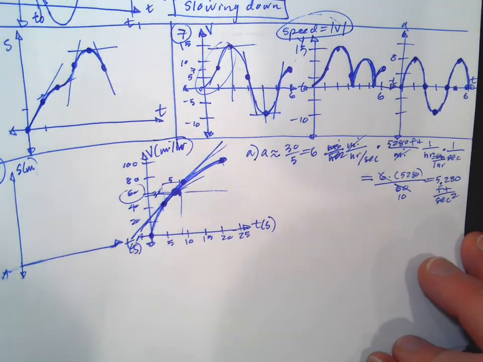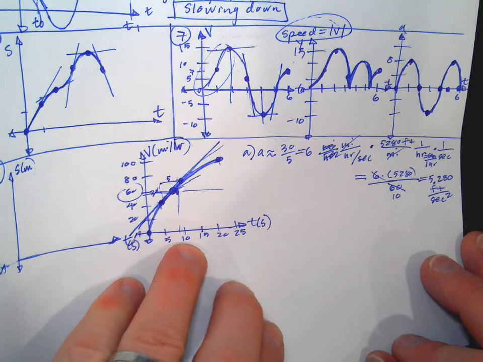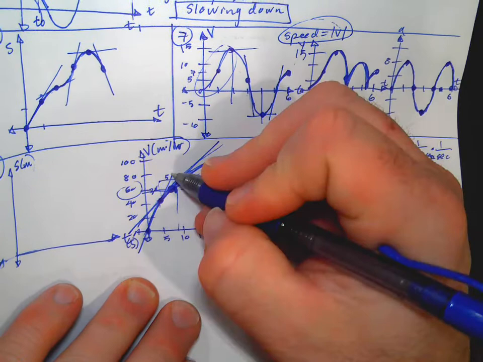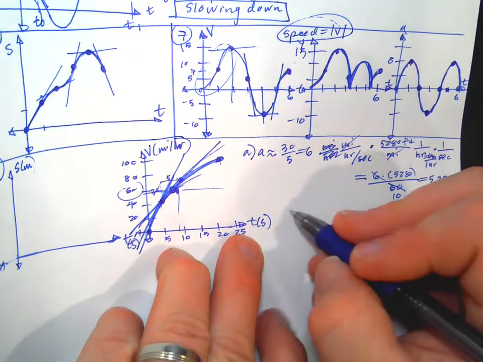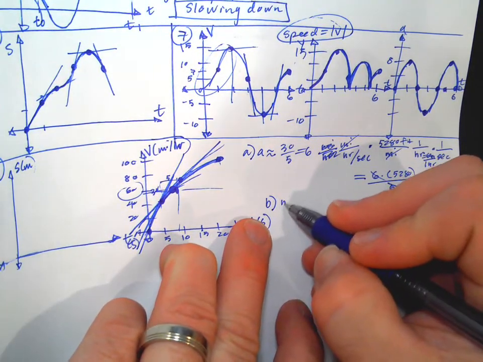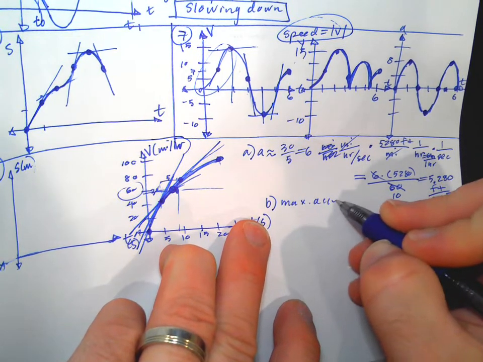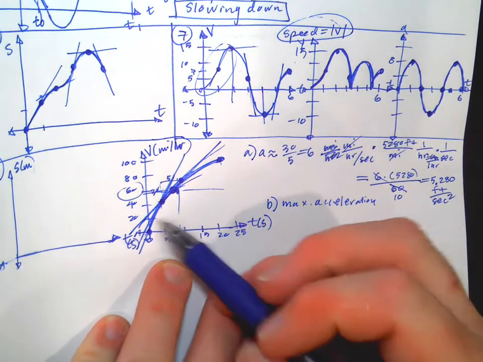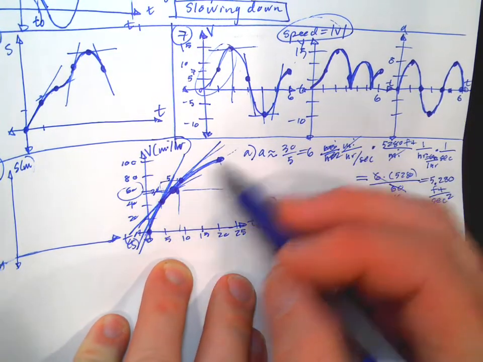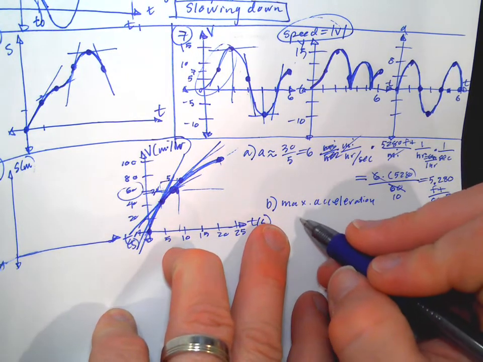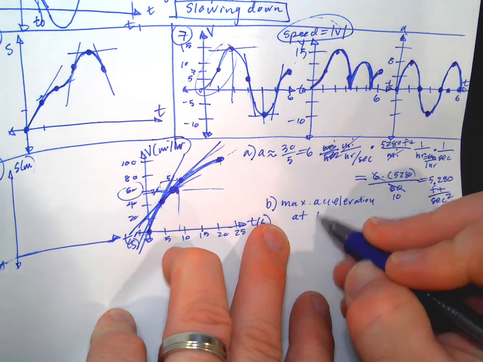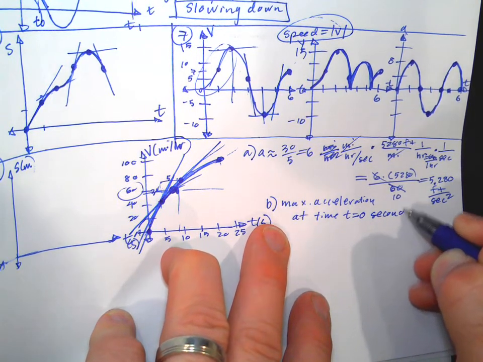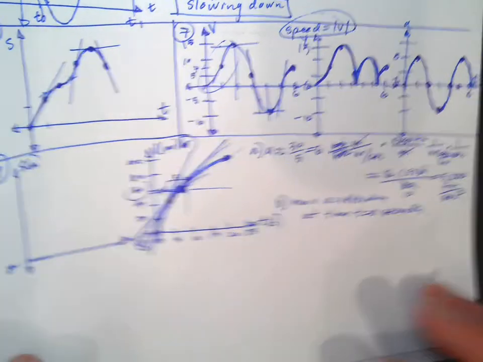Okay, part B says the time at which the maximum acceleration occurs. Maximum acceleration would be the steepest part of the curve, which I think is right at the beginning. So I'm going to say the max acceleration, essentially you're doing EVT, checking endpoints and critical points. Critical points would be anywhere where the slope is zero or undefined, which is not the case here. So it's really going to be the endpoints that you have to check. Max acceleration is at time t equals 0 seconds. I should be using units. Anyways, kind of interesting.